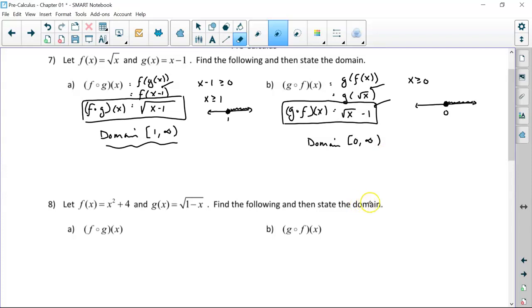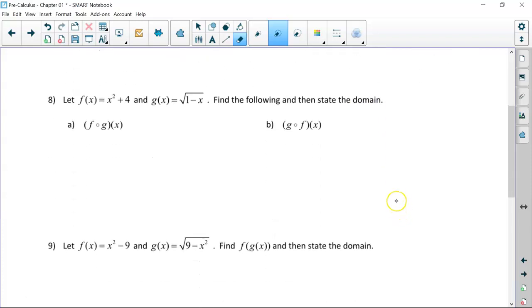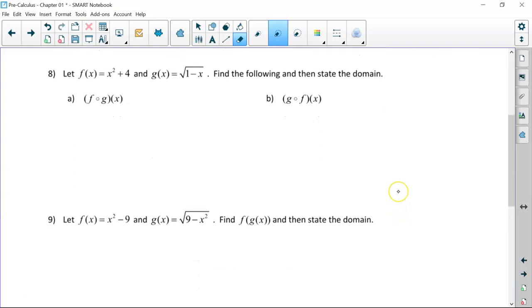Number 8. F of g of x first. So it's going to be the function f at the square root of 1 minus x. So when we substitute that in, it's x squared. So it's leave it blank, squared plus 4.